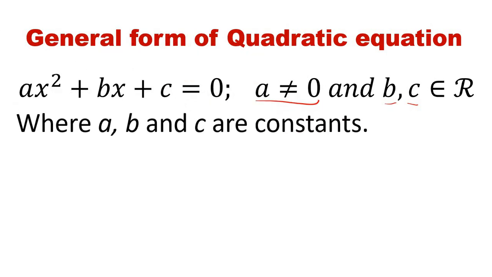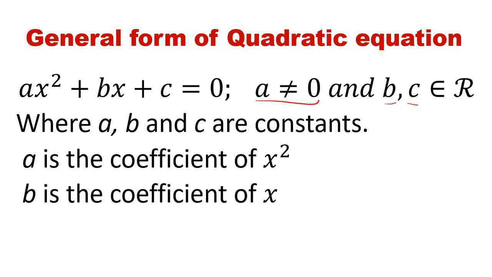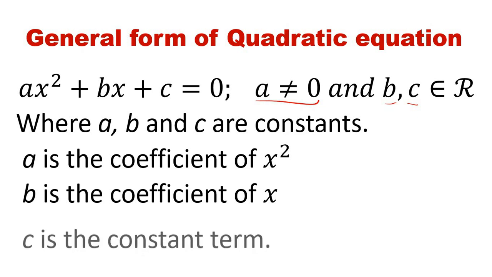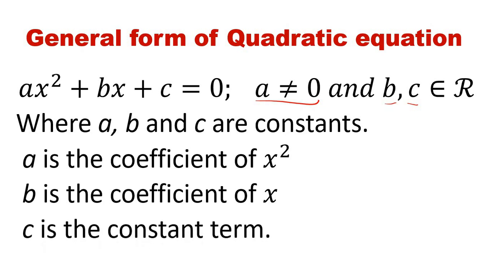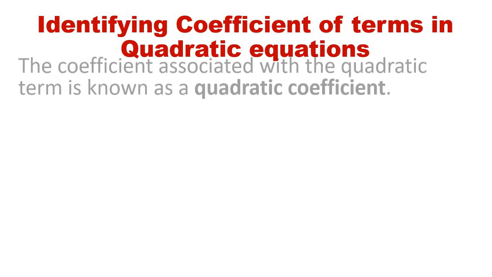You should know that a is the coefficient of x squared, which is the quadratic term. Then b is the coefficient of x, which is the linear term. And then c is the constant term. So get the general form of the quadratic equation down, and we'll be referring to it as we go on. Let's identify these coefficients in a given quadratic equation.